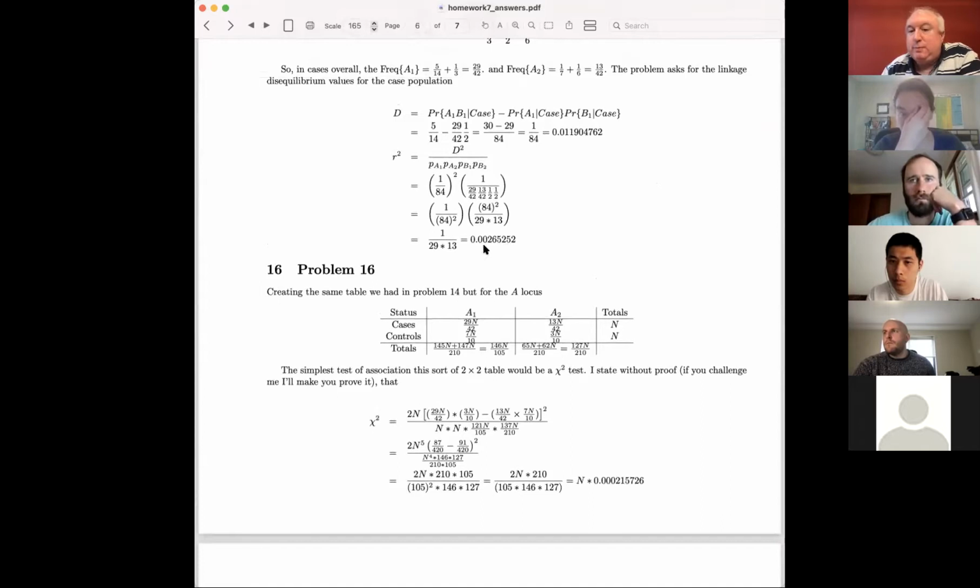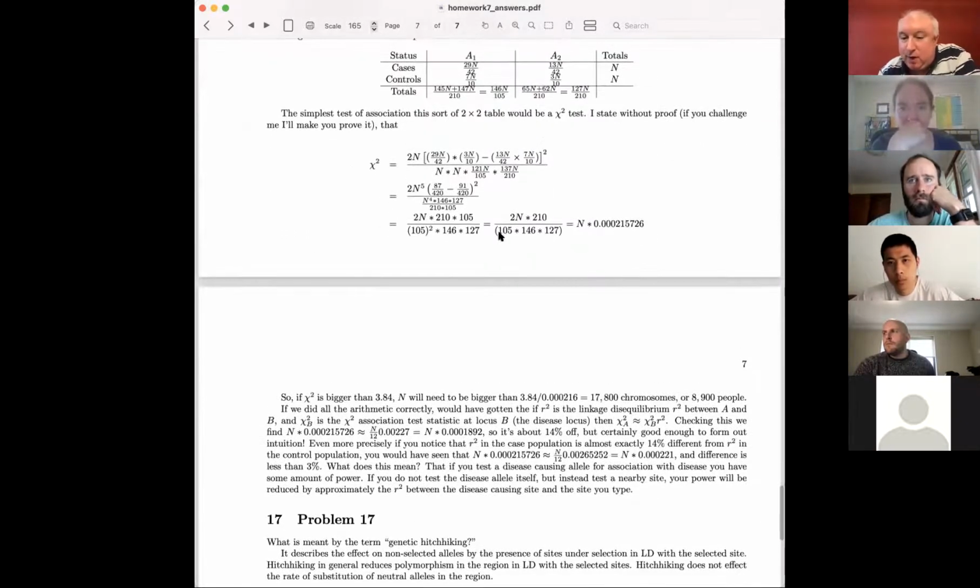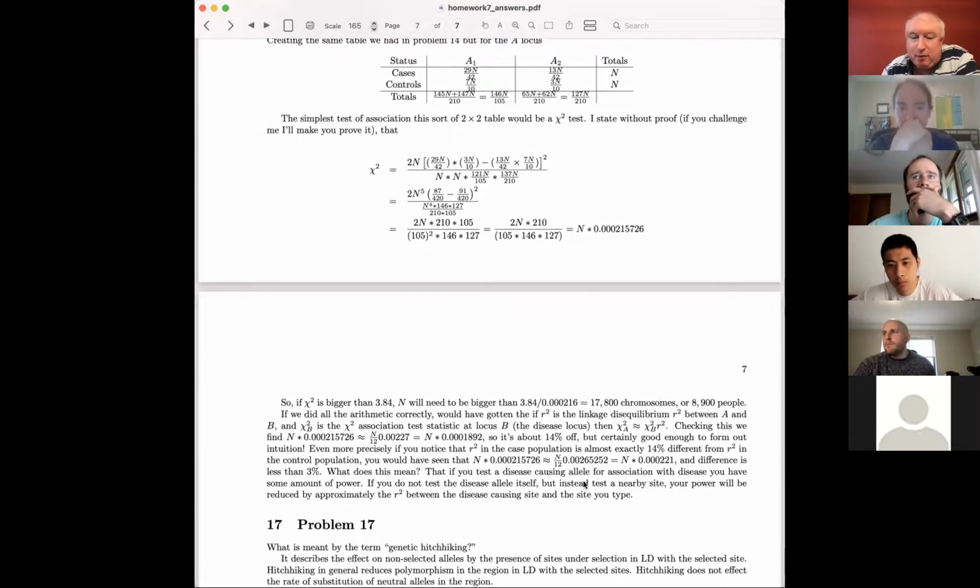This chi-squared turned out to be n times a lot of zeros and a 2. And the r squared between them turned out to be 0.0265. 0.0265 divided by 12 is really, really, really close to this number. Like they differ by like 3%. And if you'd used the chi-squared in the general population, or in controls, you would have gotten the right answer up to, like 14% error.